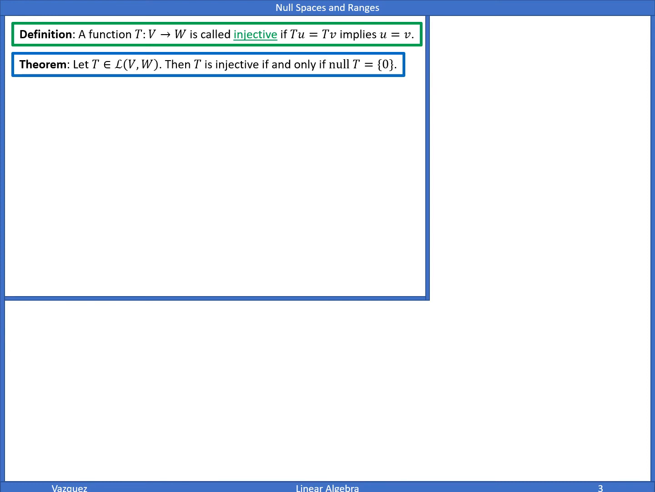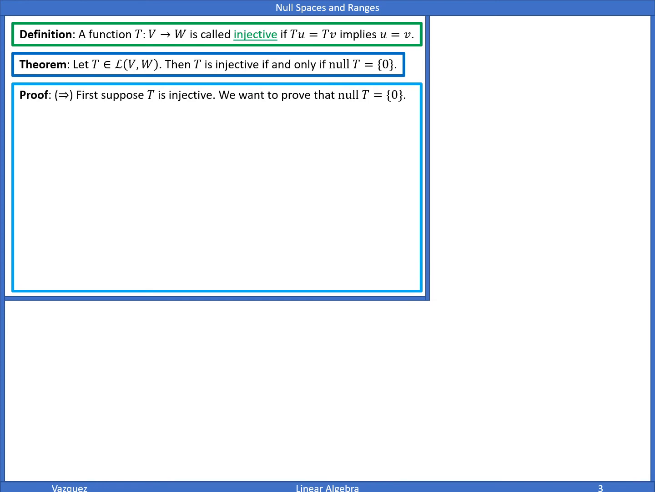So we have our theorem. Let T be a linear map from V to W, then T is injective if and only if the null space of T is equal to 0. And that should make sense. If we have anything other than 0, like 0 and something else, then 2 things are getting mapped to 0, so it's no longer one-to-one. But this is a biconditional proof, so let's go ahead and prove this.